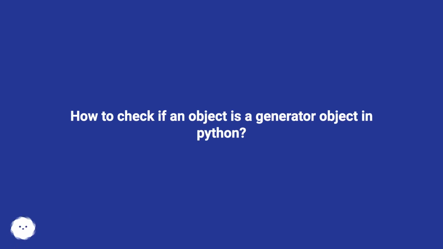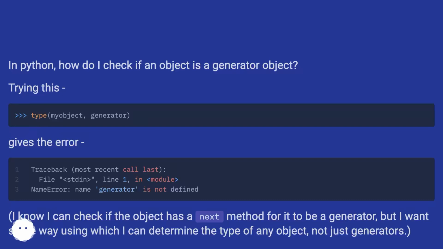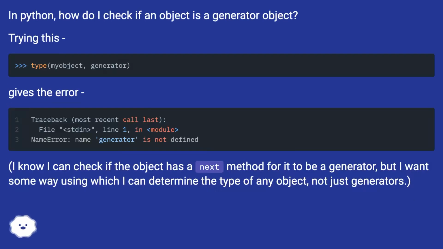How to check if an object is a generator object in Python. In Python, how do I check if an object is a generator object? Trying this gives the error.